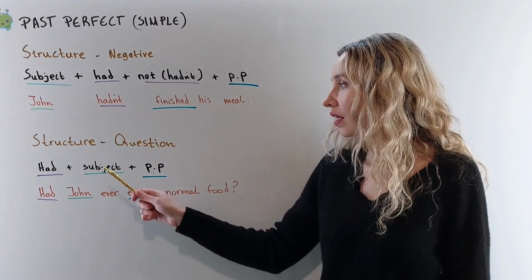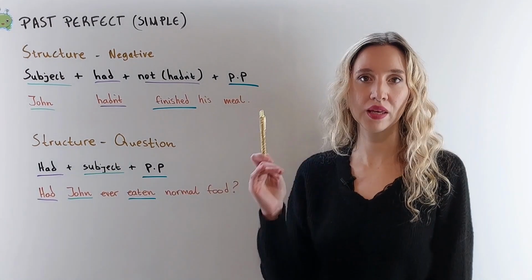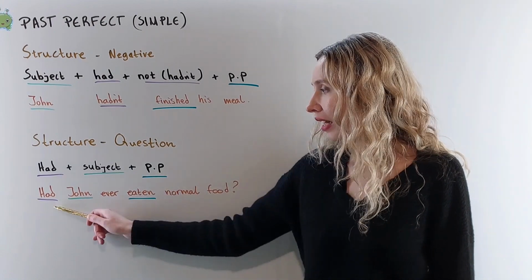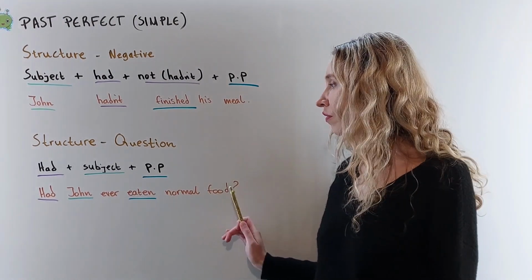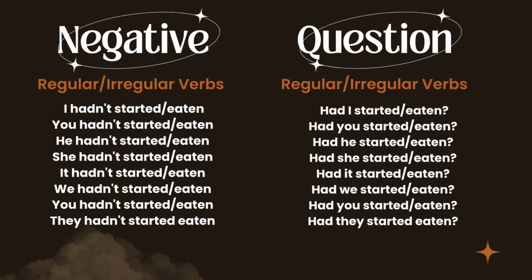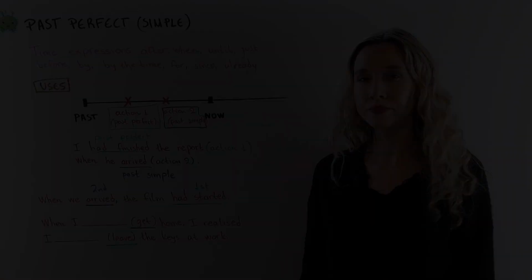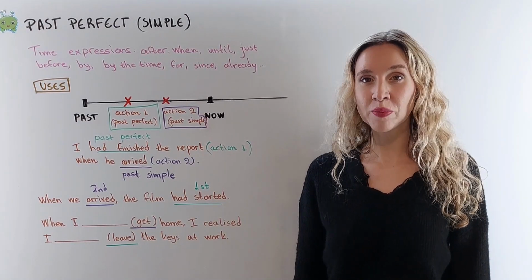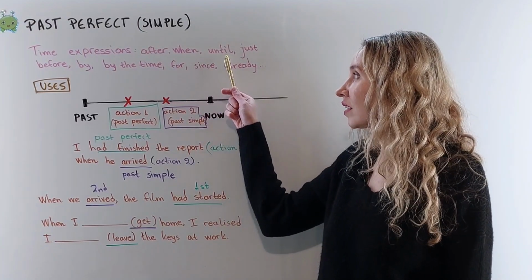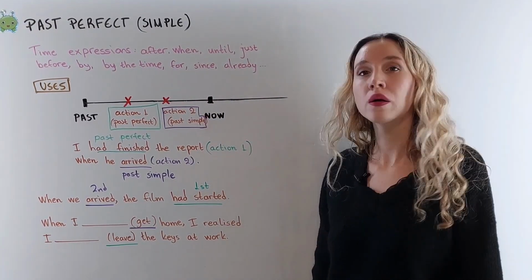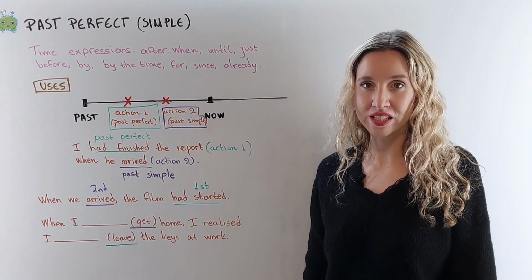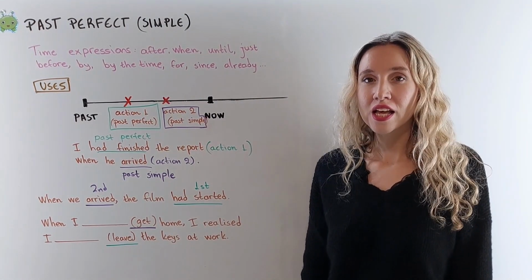Okay. Question. Had goes to the beginning of the sentence, and then the subject and the past participle. Had John ever eaten normal food? With the past perfect simple, we have some time expressions. After, when, until, just, before, by the time, for, since, already, just, and more, of course.